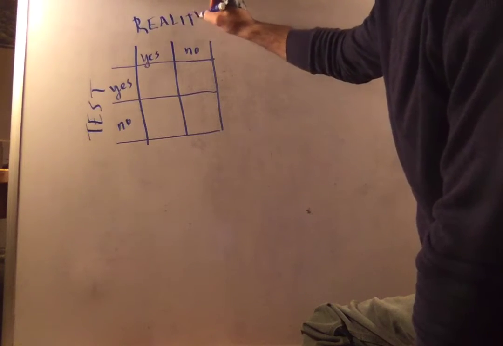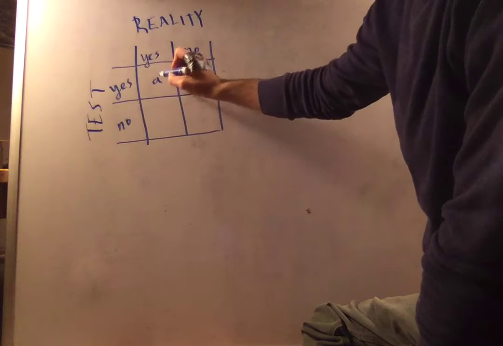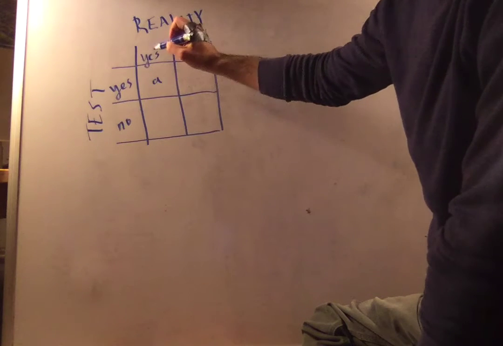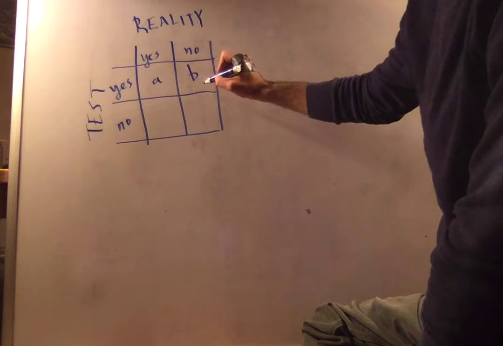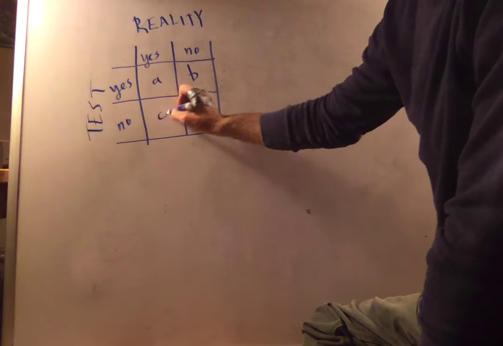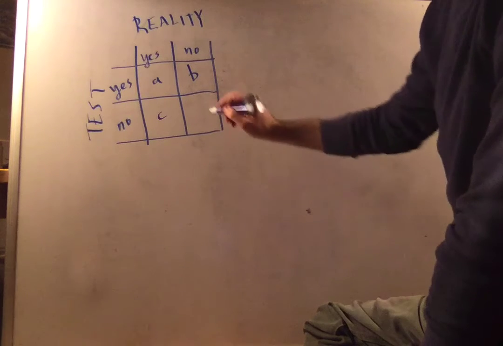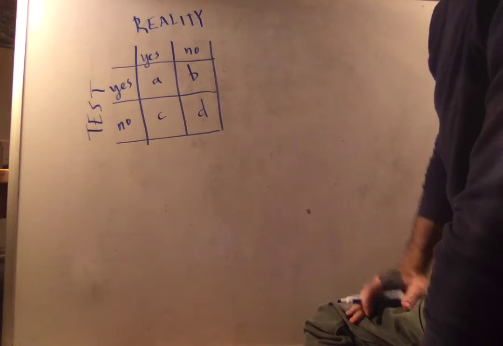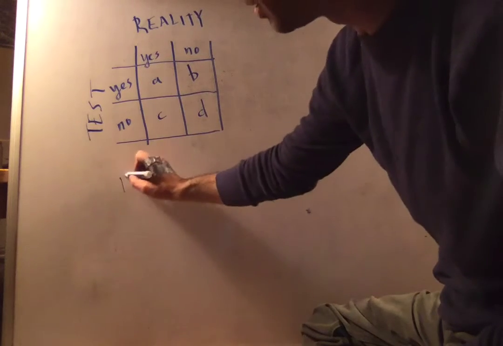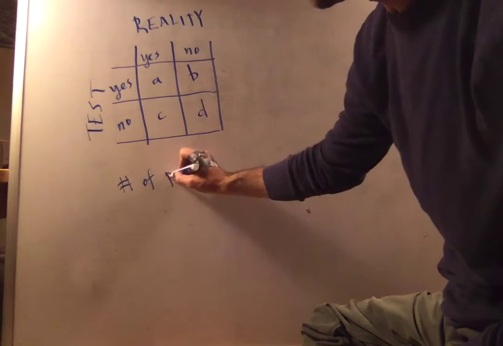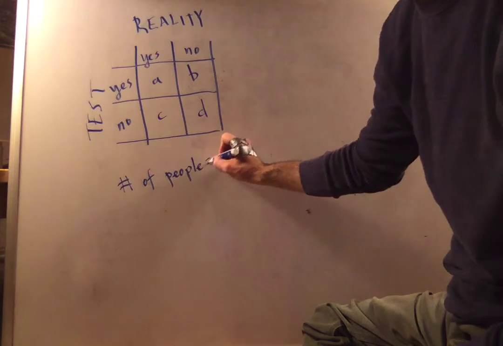And let's call the number of people that test yes and do have the flu A, and the number that test yes and don't have the flu B, and the number that test no and do have the flu C, and D is the number that test no and also don't have the flu. And so the total number of people is going to be A plus B plus C plus D.